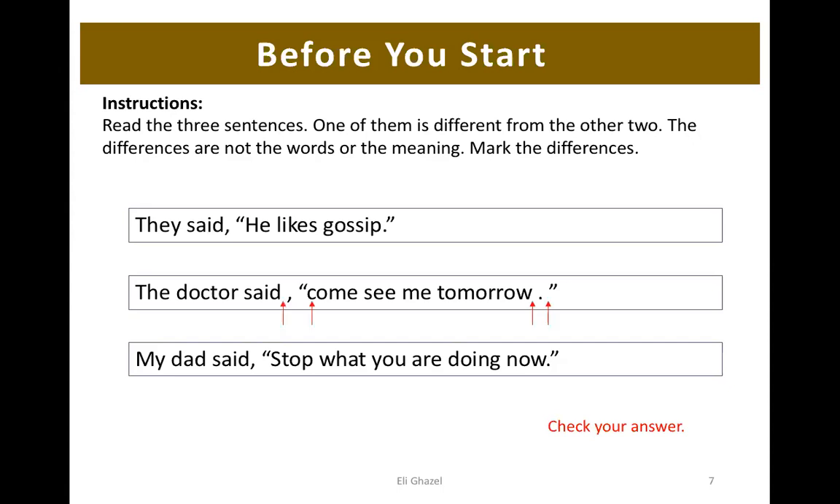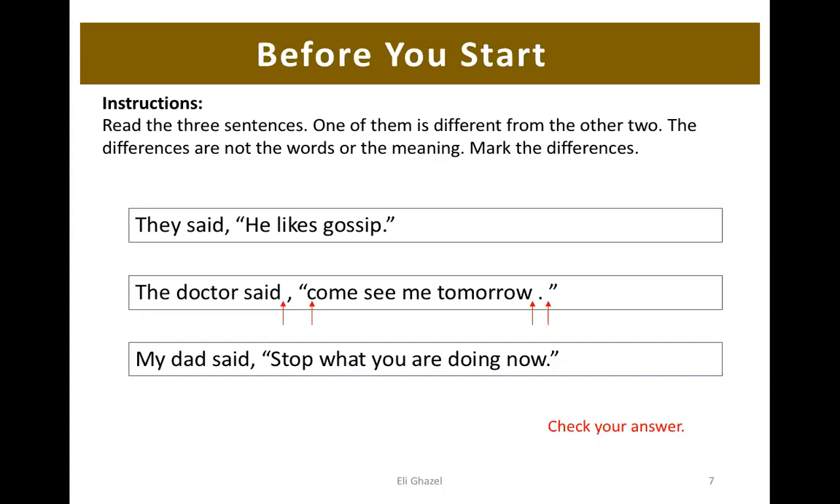You will notice here, in the doctor said, there is a space. In the other two, there is no space between said and the comma. And in this one, in the middle, there is a space. You will also notice that after those two marks called quotation marks, in stop and he, the letters are capitalized, whereas in come, the letter is not capitalized.